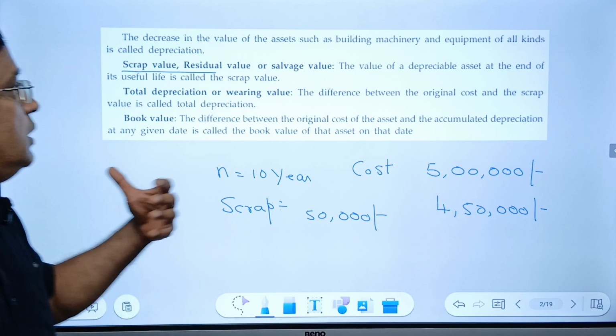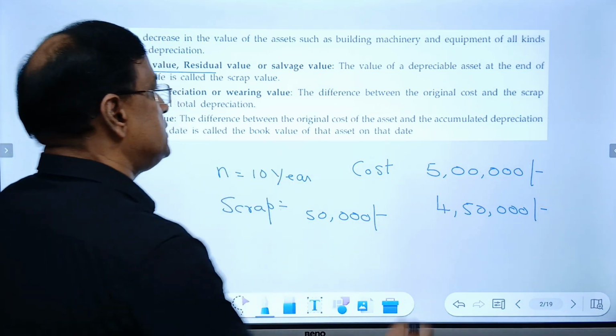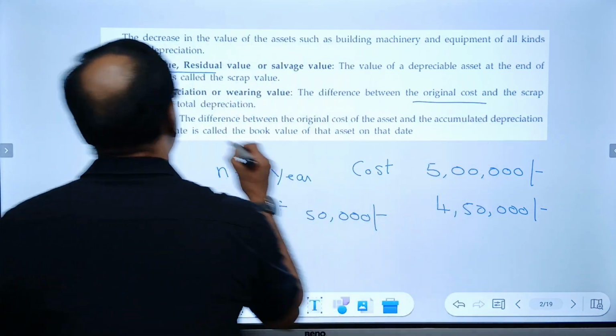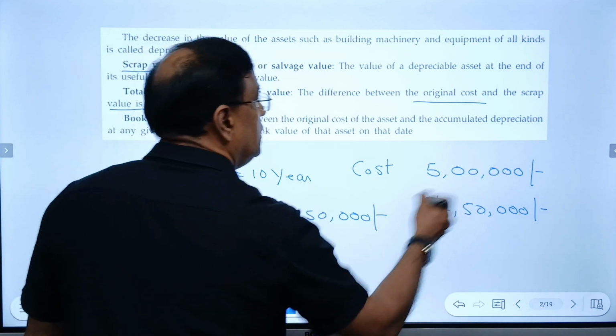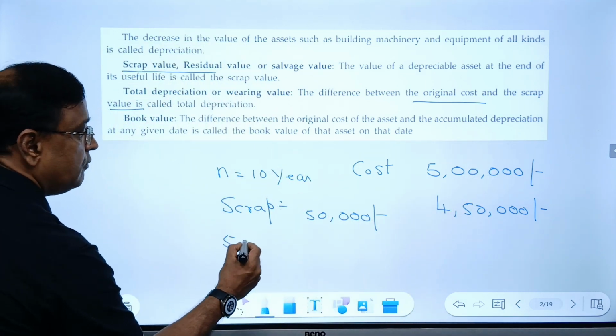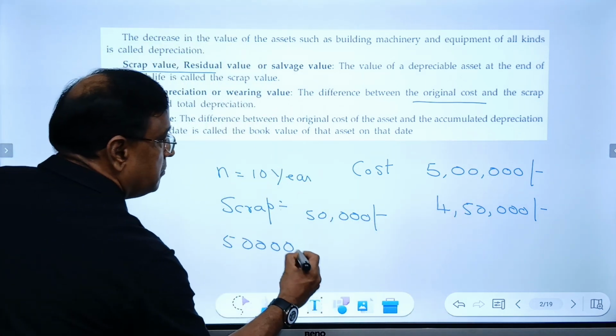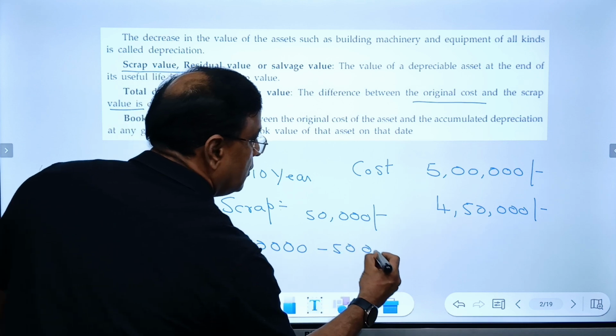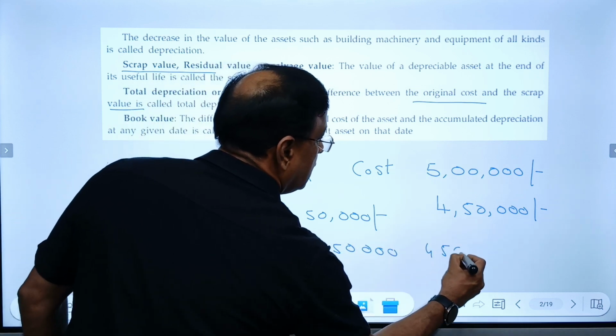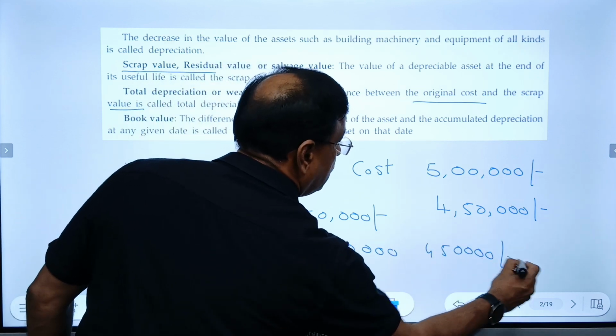Now what is the total depreciation? The total depreciation is original cost minus the scrap value. So here the total depreciation will be 5 lakhs minus 50,000, so it's basically 4,50,000. It has undergone a depreciation of 4,50,000.